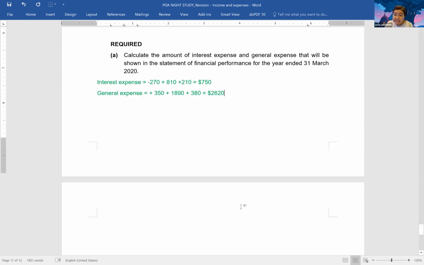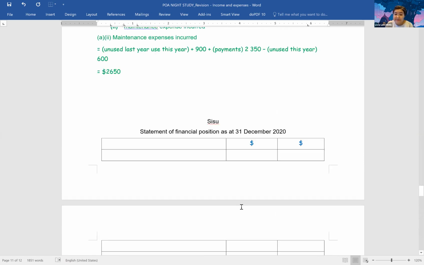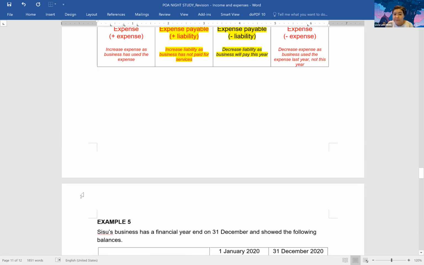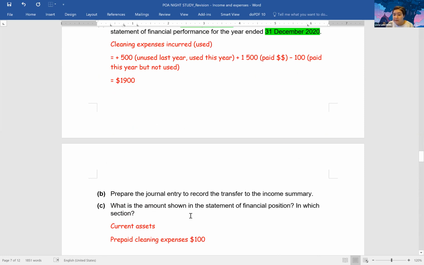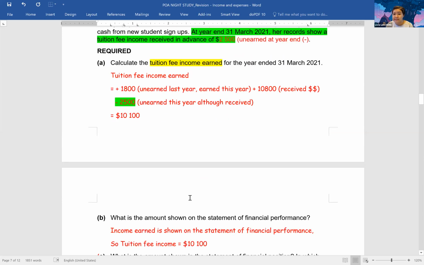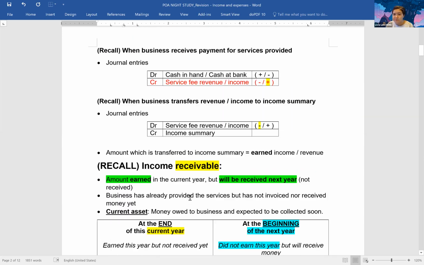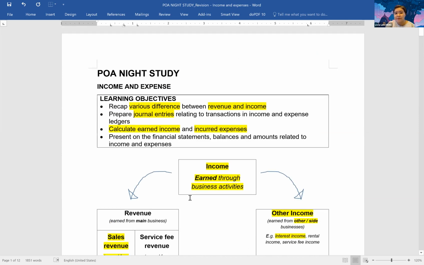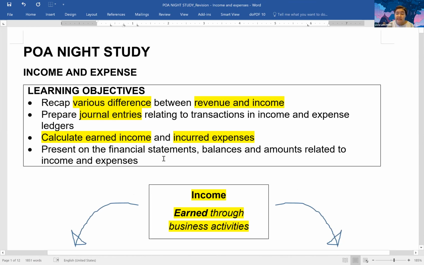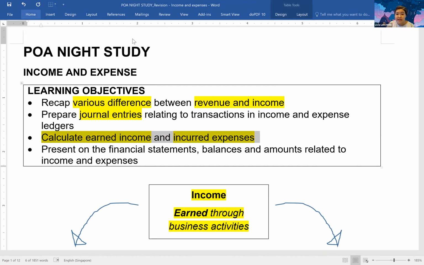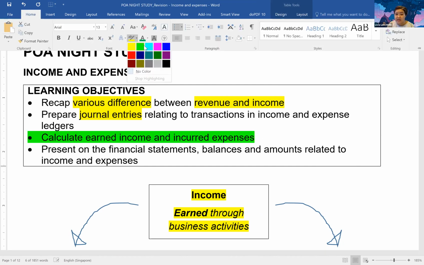Now, in this revision, actually there are many other questions. So for example, prepare journal entry, what is the amount shown in the statement of financial position, and so on. I actually didn't focus on those because I cannot go through every single thing. We actually use 3 weeks to teach this in class, so it's impossible to finish it in one 2-hour session. So in this lesson, what is our focus? The main focus is actually this green color. You have to make sure you know how to calculate the earned income and incurred expenses.